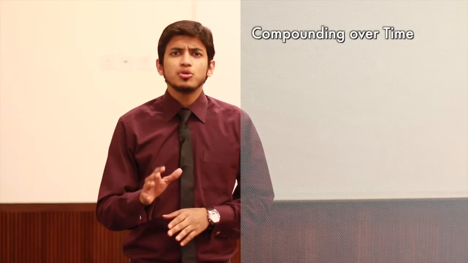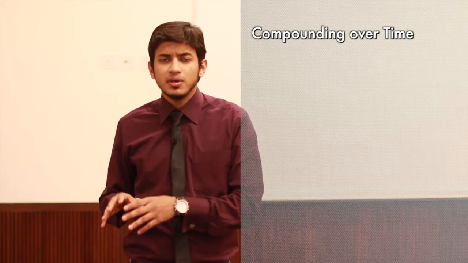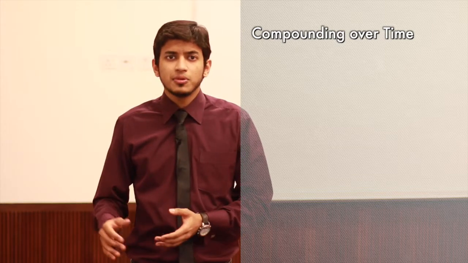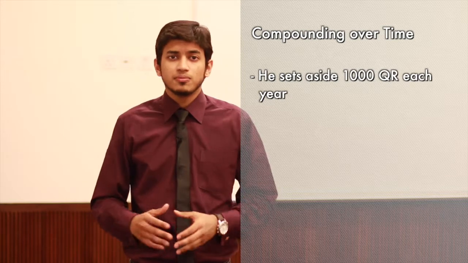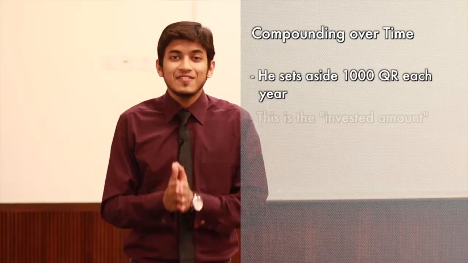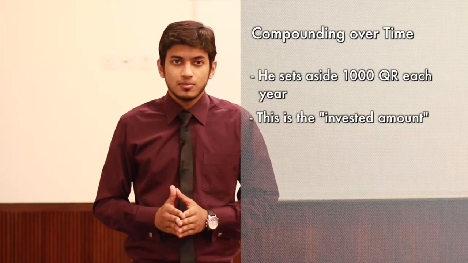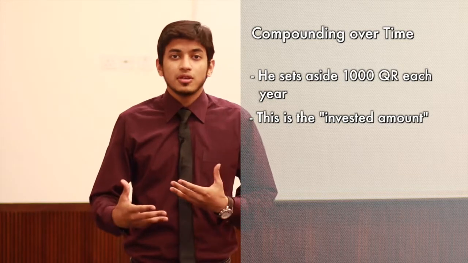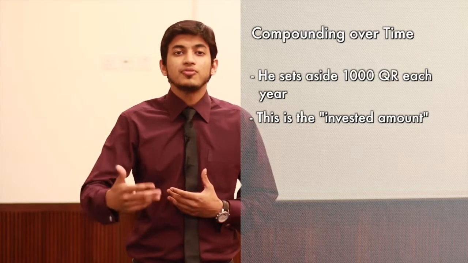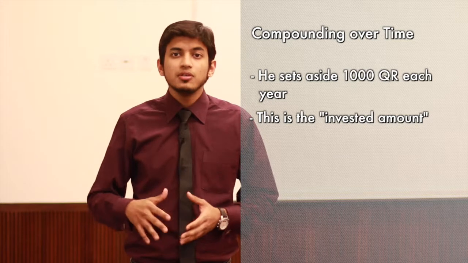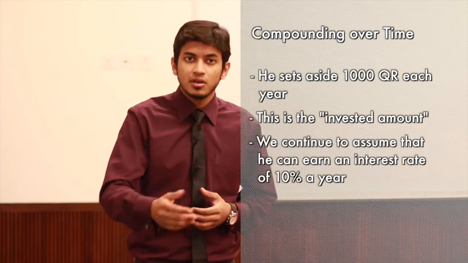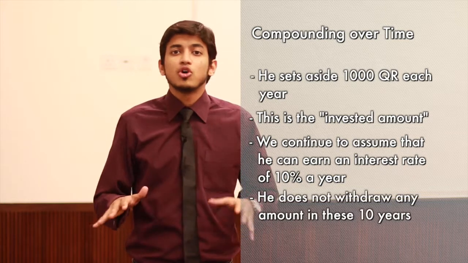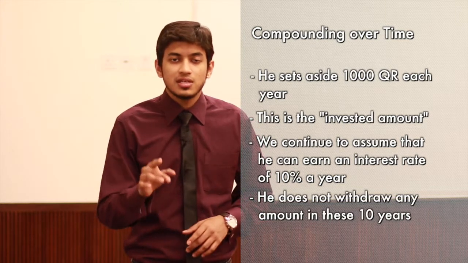Ideally, Ahmed should be setting aside an amount of money regularly. For example, let us say he sets aside 1,000 riyals each year. This is called the invested amount. Let us see what happens to his investment over a period of 10 years. We continue to assume that he can earn an interest rate of 10% a year and that he does not withdraw any amount in these 10 years.